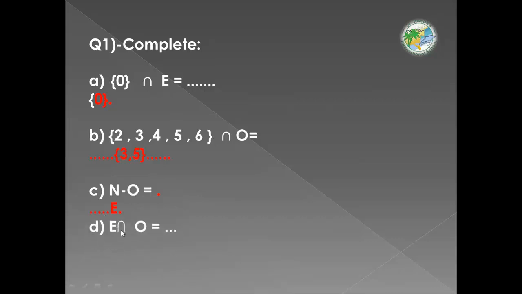Even number intersect the odd number. Which common element is between odd number and even number? Remember, even numbers are 0, 2, 4, 6, 8. Odd numbers are 1, 3, 5, 7, 9. Which common element is between them? Fine. Excellent.